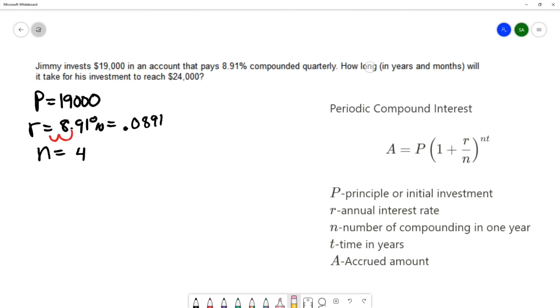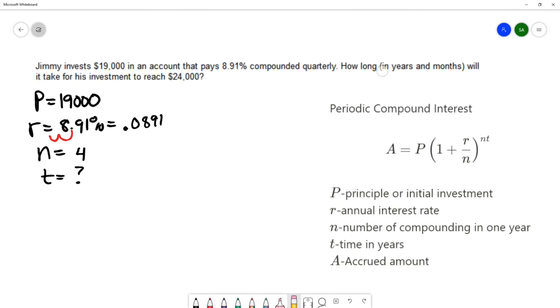How long is a question, and that's an indication that the variable time is our unknown value, the value that we are trying to figure out. So T is time, and we don't know the time, and hopefully once we get all the information, we'll be able to solve the equation for time.